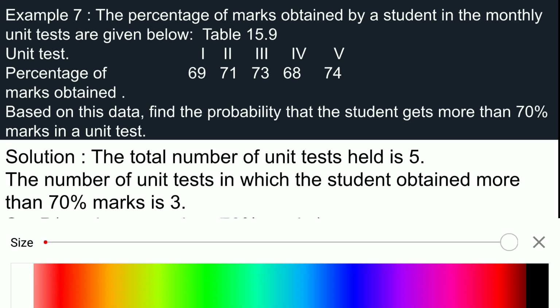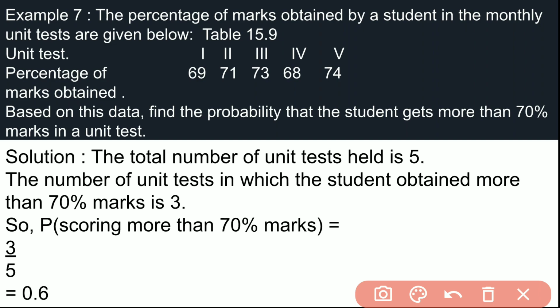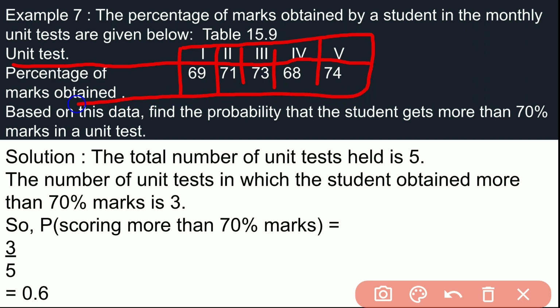The table gives the particular percentage of the individual marks. This is your tabulation question. Unit test is taken 5 times, and the percentage of marks is given. Solution, we begin. The total number of unit tests conducted is 5.